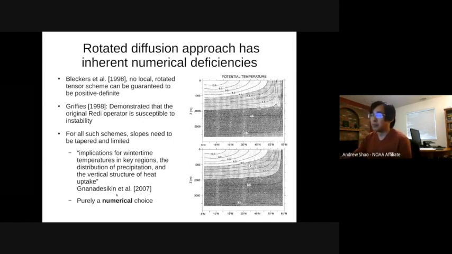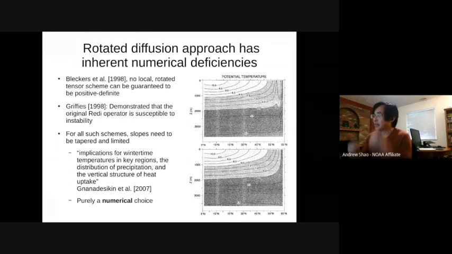And so there was a nice paper by Gnanadesikan in 2007 that showed that this purely empirical, not physics-based choice can actually lead to changes in precipitation and changes in the vertical structure of heat uptake. So it's a climate-scale response to something that's completely arbitrary.